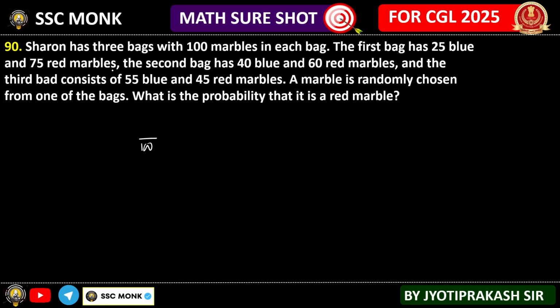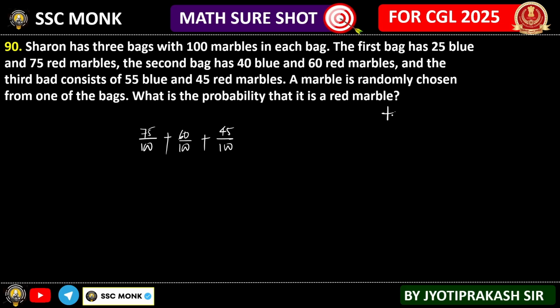So understand this. If a marble is chosen from the first bag, first bag total 100, out of which red means 75, plus for the second bag 100 marbles are there, out of which 60 are red, so it will be 60, plus the third bag has 100, out of which 45 will be selected. Yes, so this is how we'll find the answer. No, that is where the total problem will come, because this is about total probability. What is the probability that it is a red marble? A marble is randomly chosen from one of the bags.